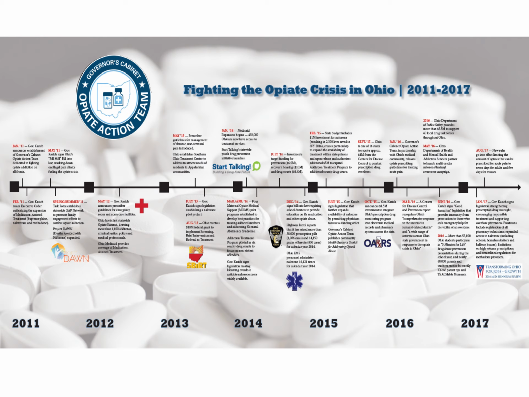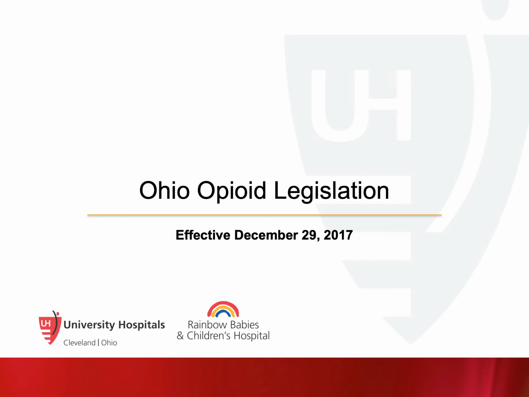So all that information is on there, and it's a good resource for adolescents and parents and ways to talk about that. And then more recently, Ohio came out with their opioid prescribing legislation, which we will go over next. So the Ohio opioid legislation went into effect December 29th of 2017.